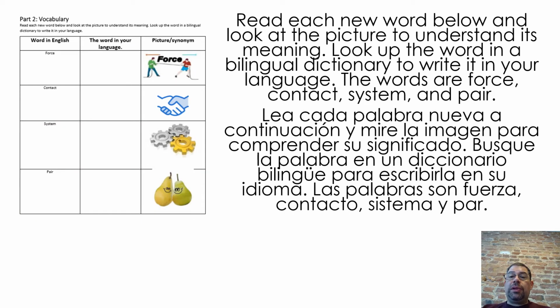Read each new word below and look at the picture to understand its meaning. Look up the word in a bilingual dictionary to write it in your language. The words are force, contact, system, and pair.